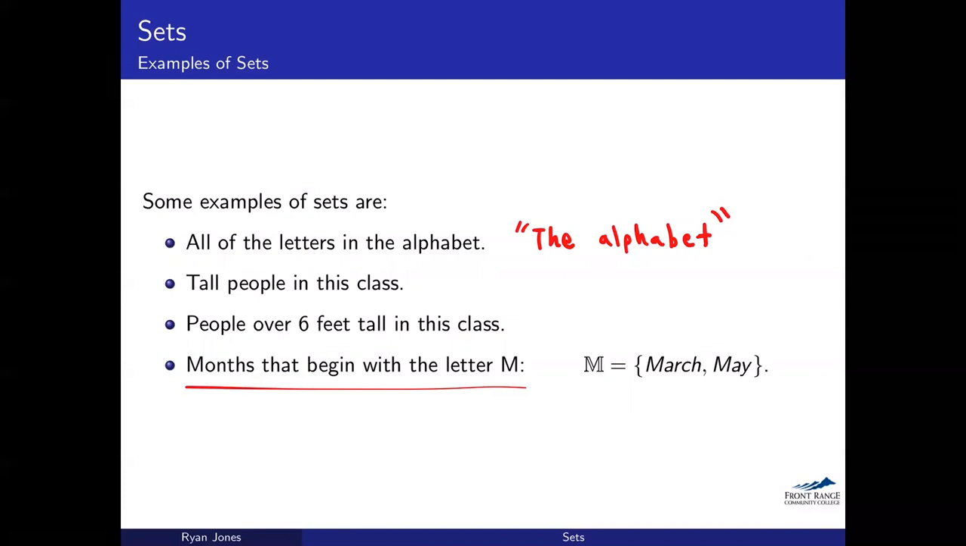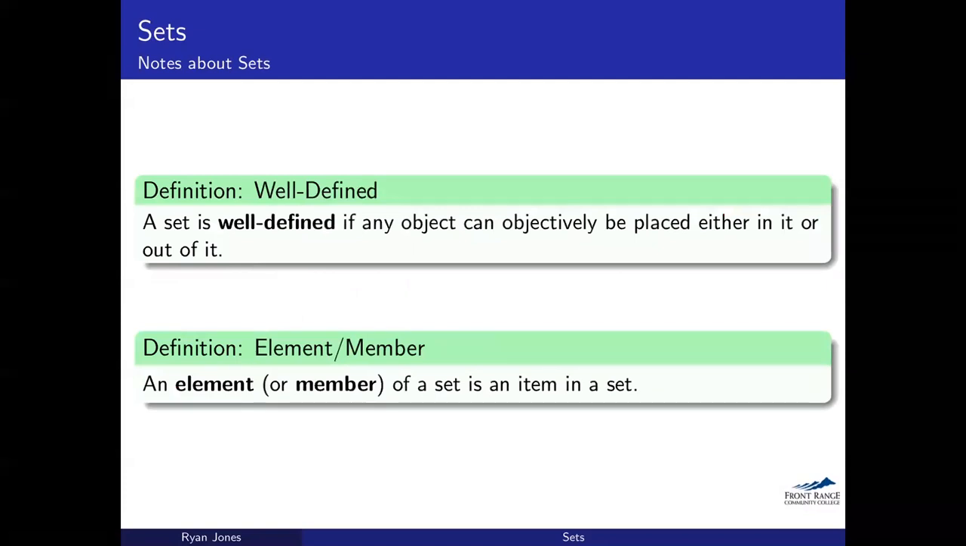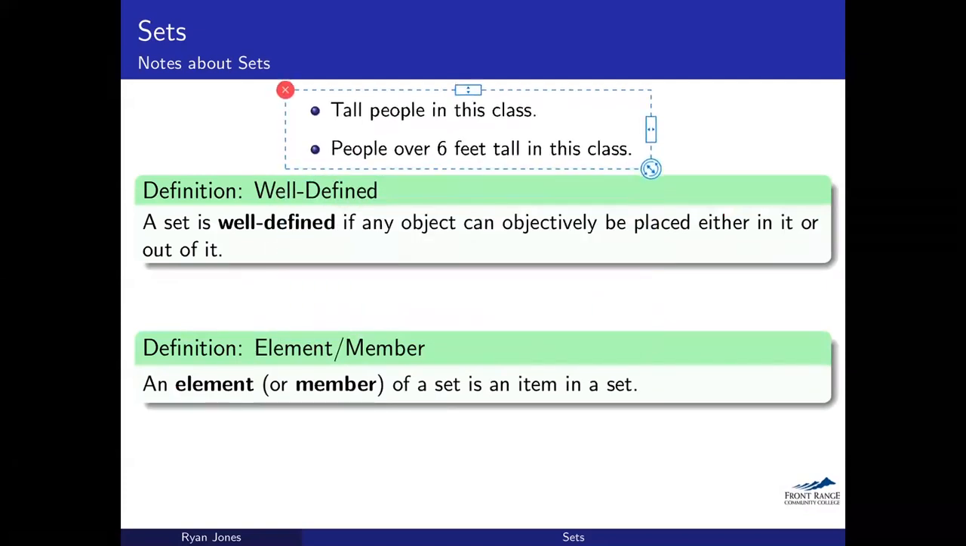Let's take a look at tall people in this class and people over 6 feet tall in this class. Let's copy this on over here. So I've got these two sets here, and could anybody tell me if they're well defined or not? To me, I think that tall people in this class is not well defined. I'll just write WD as an abbreviation.